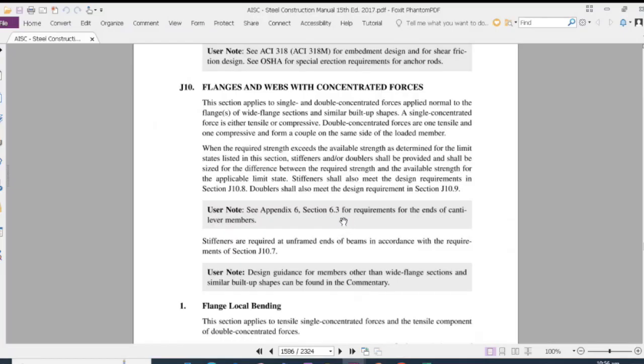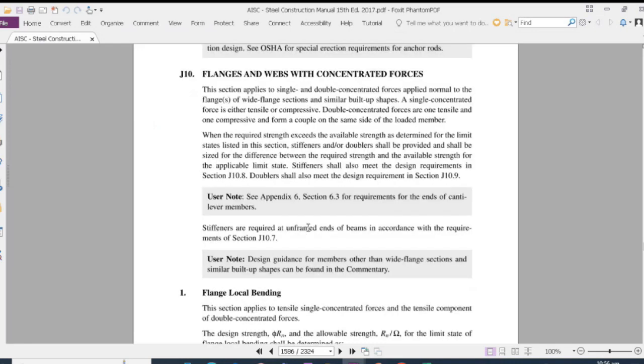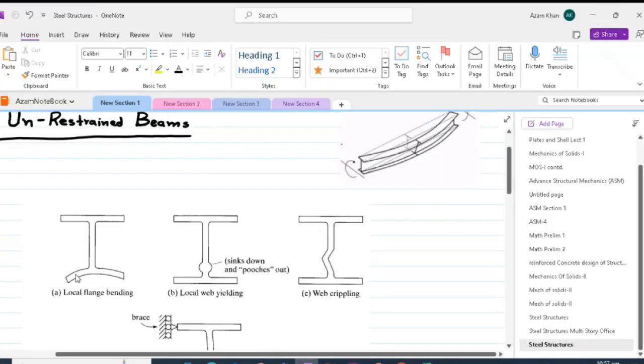Chapter J of AISC specification on page 16.1-142 gives different checks for flanges and webs of steel members. The first check is the flange local bending. The flange of a steel member must be sufficiently rigid so that it will not deform and cause a zone of high stress concentration in the weld line with the web.